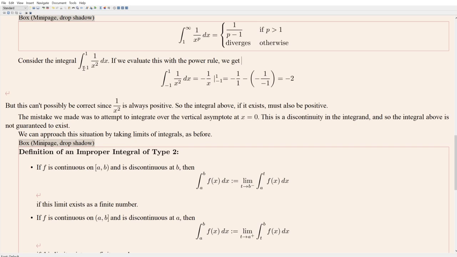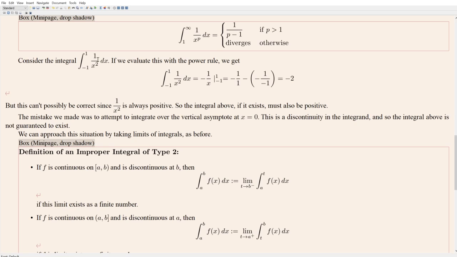So let's consider the integral from -1 to 1 of 1 over x squared. Well, if we just naively do this with the power rule gives us -1 over x. Evaluate that between 1 and -1, and we get -2. But hang on. You think about this for a second, and you realize this can't possibly be true. 1 over x squared is always positive, right? You square a number, it's positive. You reciprocate it, it's still positive.